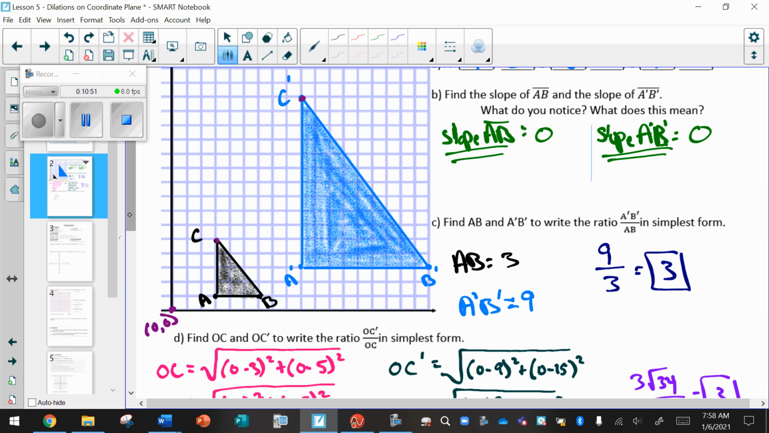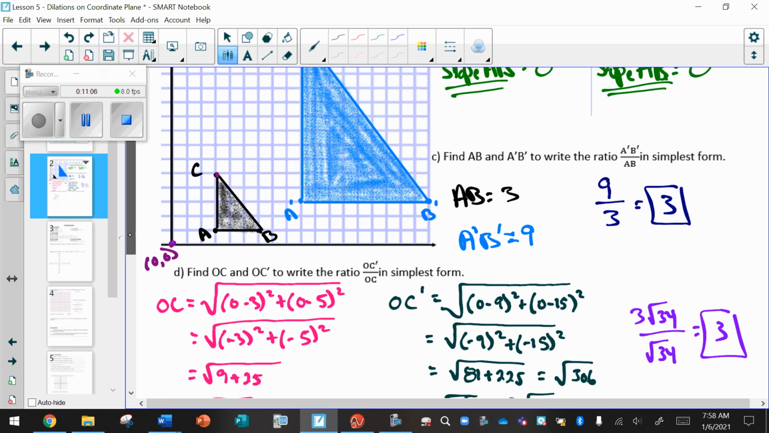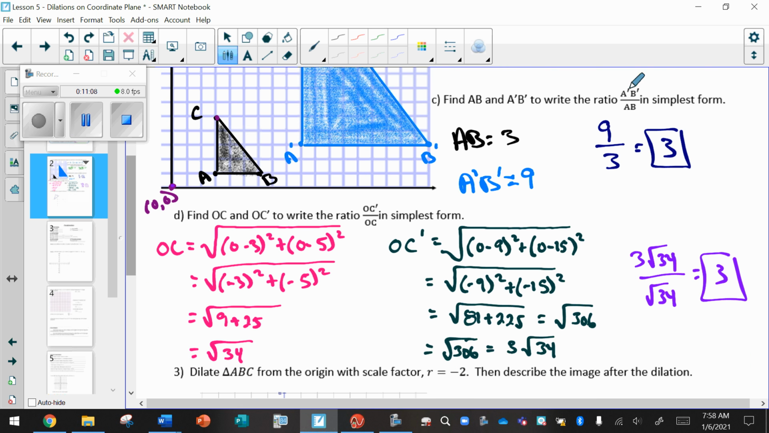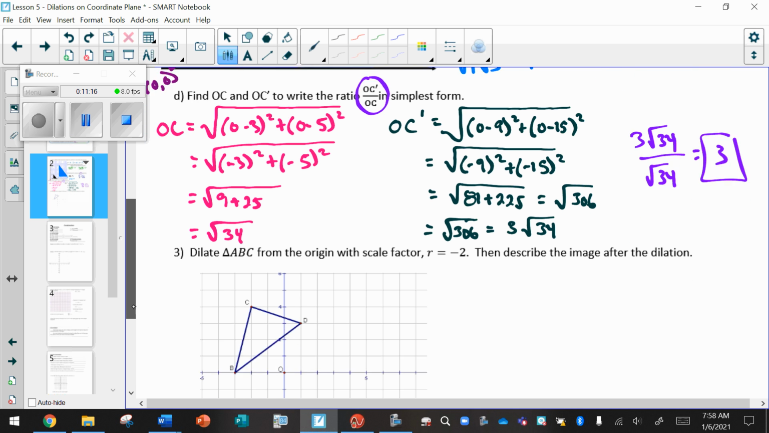So for one of these sets of calculations, we used the actual lengths of the triangle, and for the one we just finished, we calculated the distance from the center of dilation to the pre-image, and then compared that to the distance from the center of dilation to the image. Each one of those represents the same scale factor, comparing the actual side lengths or comparing the center of dilation to the image and pre-image points. We can use either one of those to find the scale factor.